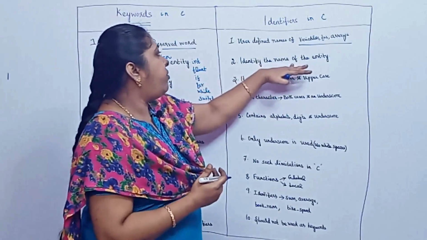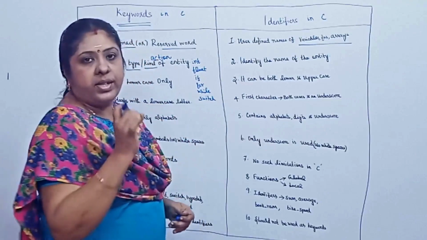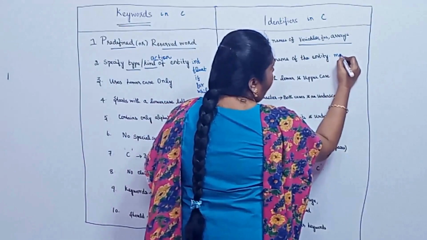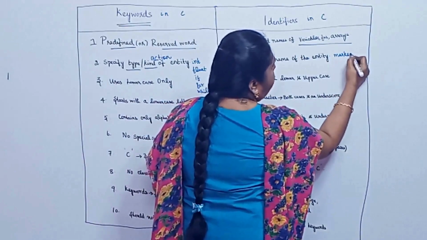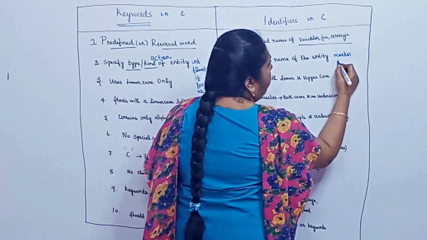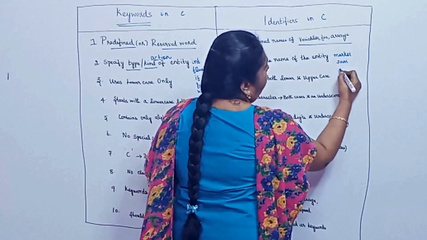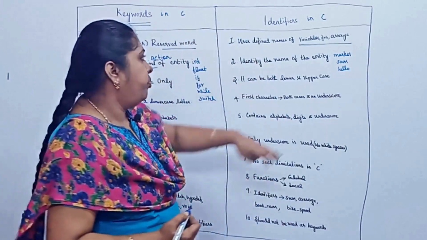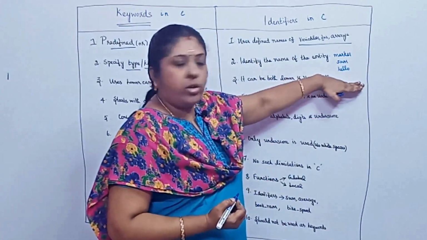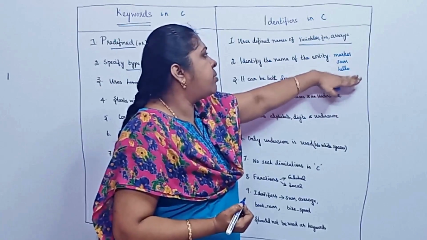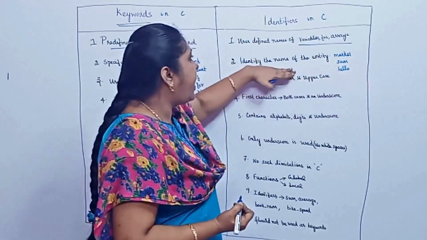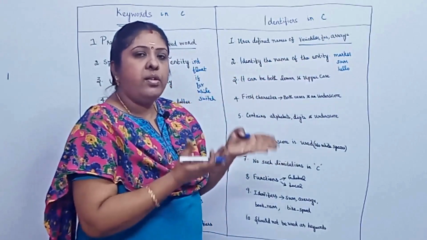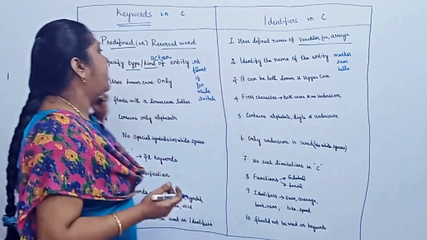And then in identifiers, it identifies the name of the entity. It can be marks1, sum, hello, or whatever names we are able to give. These are some examples: marks1, sum, hello. That is, it identifies the name of the entity, that is, the name of the variable. That is the second point.